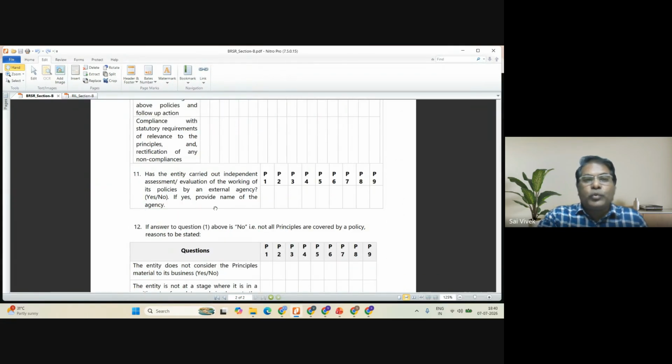And coming to the 11th serial number, has the entity carried out independent assessment or evaluation of the working of its policies by an external agency?